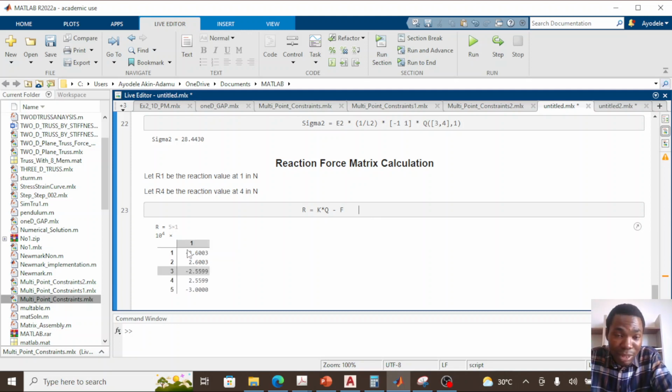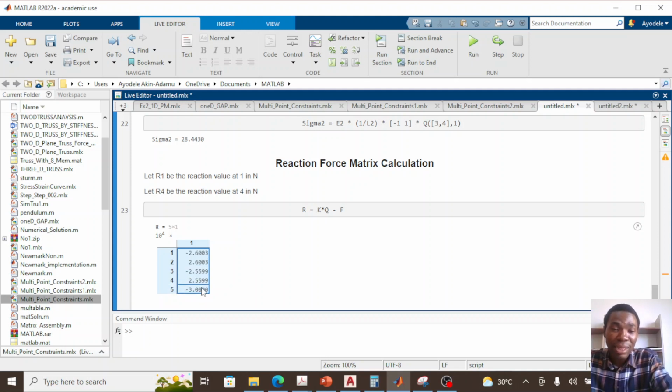Also, this value at node position 2, 2.6003, is the reaction at node 2 pointing downward. At node 4, 2.5599 times 10 to the power 4 is the reaction at node 4. You should note that. So this gives us reaction at our 5 nodes, which is very accurate.